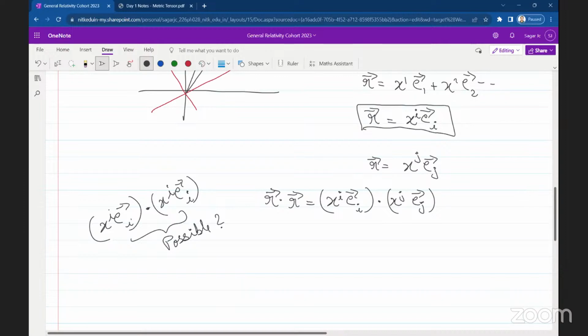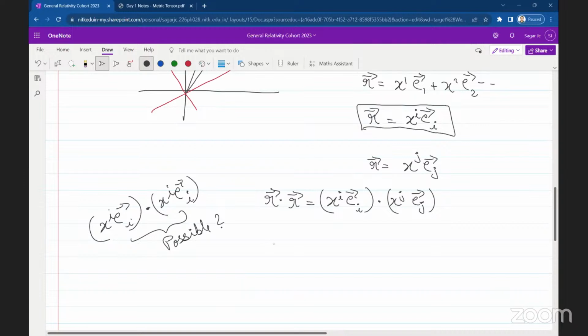I don't think we can write it that way. Okay, so why can't we do this? Because that would only give the components in one particular direction as a dot product. So it would be x1 dot x1, but we wouldn't get x1 dot x2 if we write it like that.